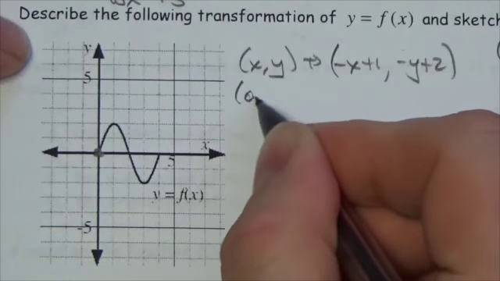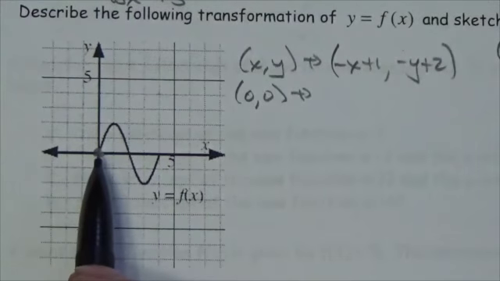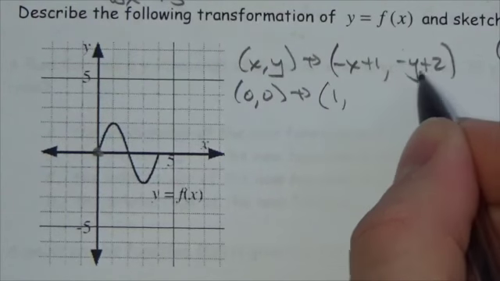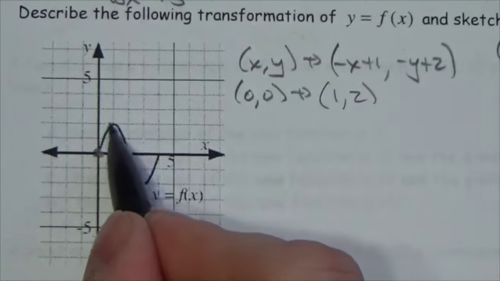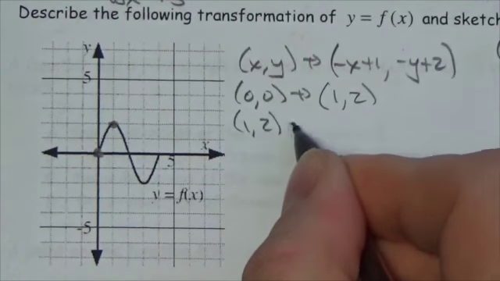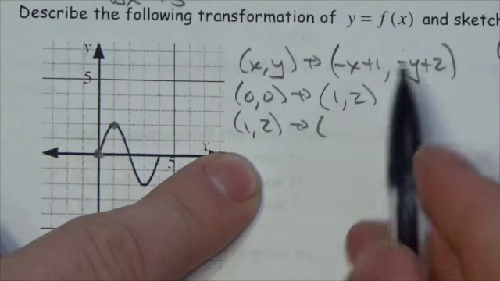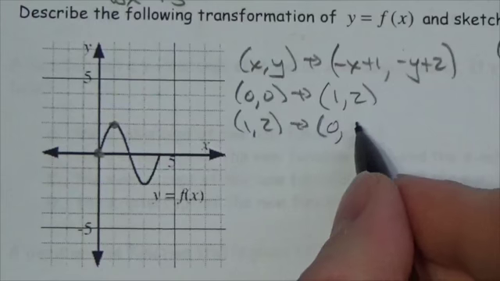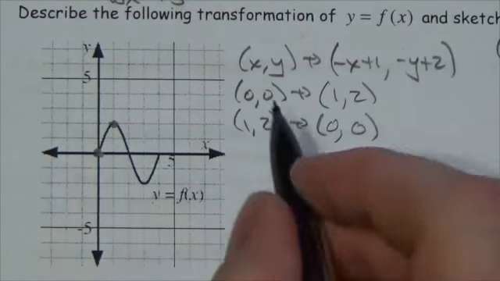So first of all, let's take the point 0, 0. The negatives will do nothing here. So under the reflections, this point would have been invariant. But I would add 1 to that, and I would add 2 to that. So that's going to become the point 1, 2. Now I've got this point right here. That's the point 1, 2. So it becomes negative 1 plus 1, which is 0. Negative 2 plus 2 becomes 0. So that point is going to drop down, and that's going to move over to the origin.